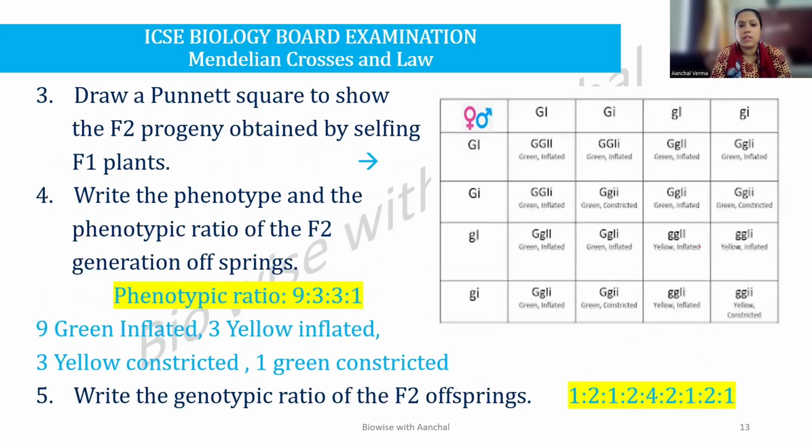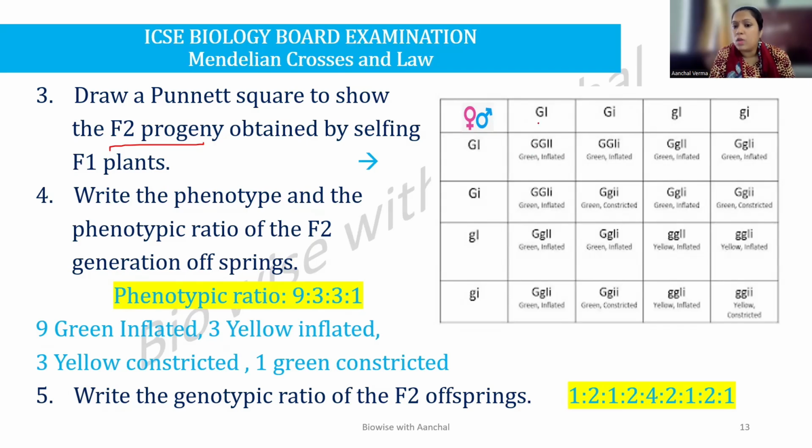Now the next question is, draw a Punnett square. Here they have asked you to draw the Punnett square to obtain the F2 progeny by selfing the F1. So the F1 gametes you have already got. Put them into a box of 4 into 4, that is 16 boxes. You can have one more layer added to show the gametes, like what I have done here. So make the possible combinations.